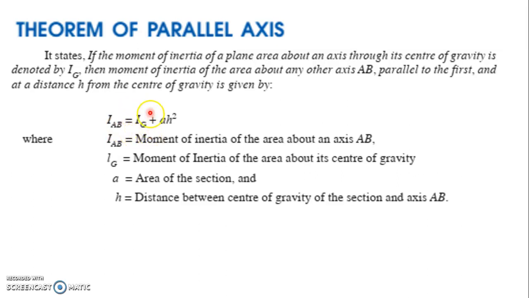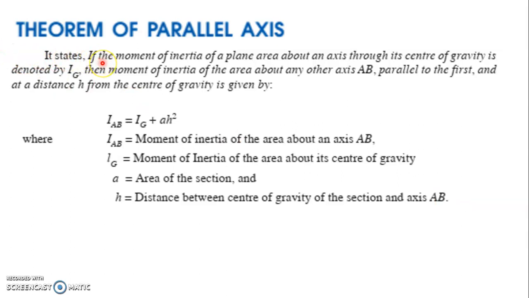I_g is the moment of inertia about the centroidal axis. For a rectangle we have the equation bd cube by 12. So it will be bd cube by 12 plus A h bar square. A is the area of the cross section, for a rectangle L into B or B into D, into h square. h is the distance between the center of gravity of the section and the axis AB.